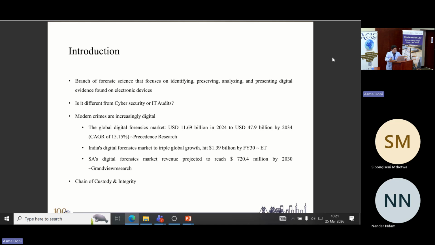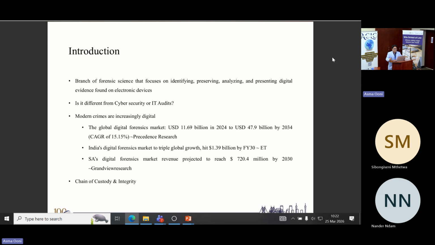And similarly, if we look into the South African market, it is like $720 million by 2030, which accounts for 2% of the total forensic market. So that is a very huge thing. But the problem is that we don't have enough skilled people. The number of people who can actually do it is very small. So that is why I'm telling you, if you want to make your career in this part, it is definitely a very great choice, and it is very interesting to work on, and we'll see that.